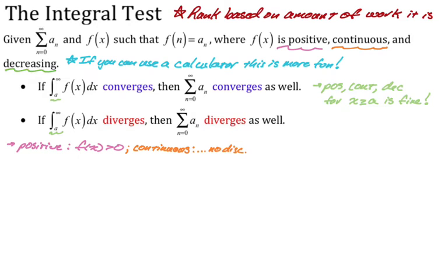And then decreasing. Decreasing is the classic of Calc 1. We're going to have to find f prime and show that it's less than 0. So it's a lot of work. Just that is a lot of work. Then you have to do the improper integral.